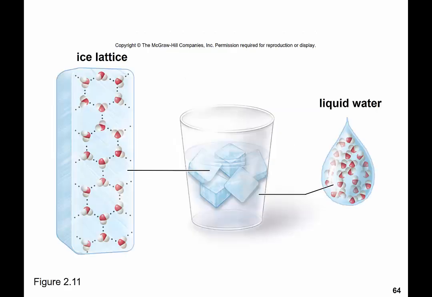It looks like this. So again, this dotted line represents a hydrogen bond. As water becomes a solid, these water molecules are further apart and they form this crystalline lattice structure. And this is why ice is less dense than liquid water. Here we can see the molecules are closer together in a drop of liquid water.